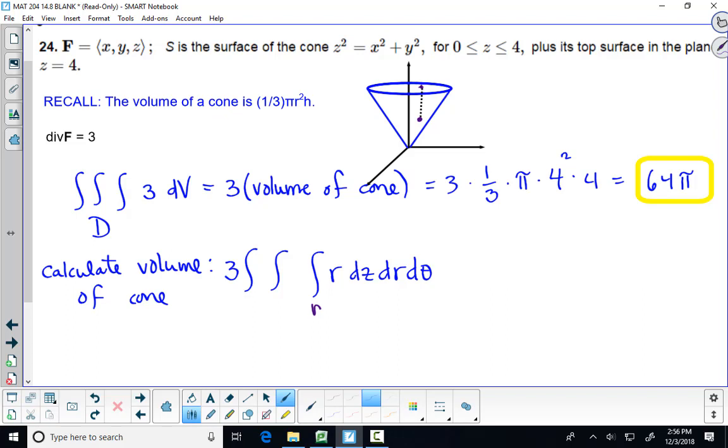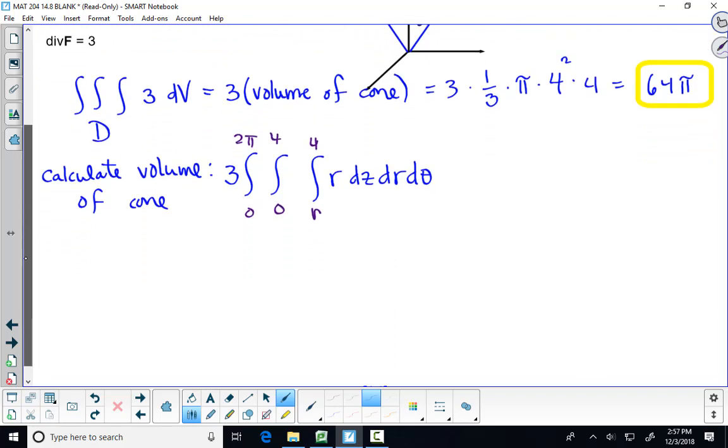Now what is the top surface? Z equals 4. Very anticlimactic. Okay. And then r goes from 0 to 4, and theta is 0 to 2 pi. So that's it. And that should be 64 pi. It better be 64 pi.